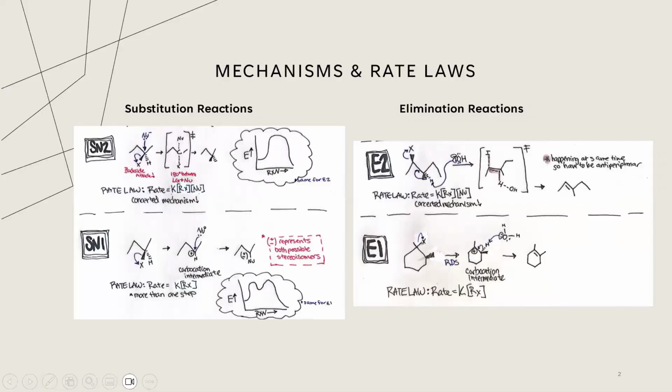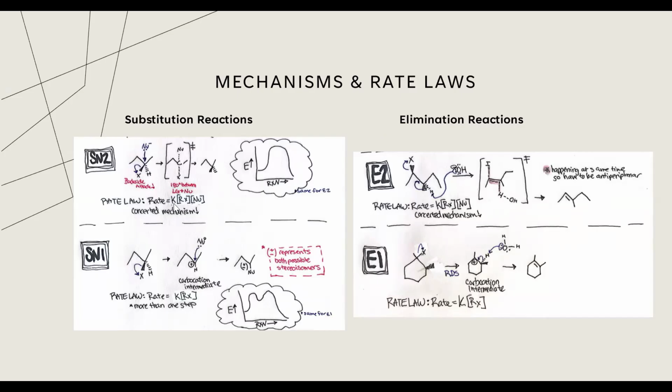Here we go. So here we have the mechanisms and rate laws for substitution and elimination reactions. With the substitution reactions that we see on the left-hand side, the SN2 and SN1, atoms are being swapped due to a sigma bond being broken and a new sigma bond forming. So the two types that we have are SN2 and SN1. SN2 has the rate law that you see right here.